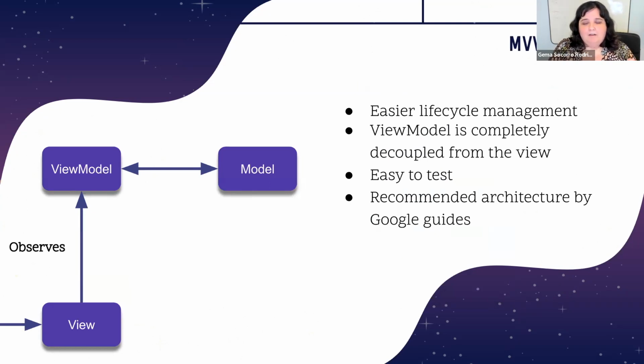Which is great. Also, the view model is completely decoupled from the view, as I said before, which is great. The more decoupled our components are, the better to test, the better to scale them. So it's great. As I say, it's easy to test, and it is the recommended architecture by Google. Okay, so it's the pattern that they recommend, which means that you will have more examples, and there are more possibilities that the teams you are going to work with are already using it. So that is definitely an advantage.